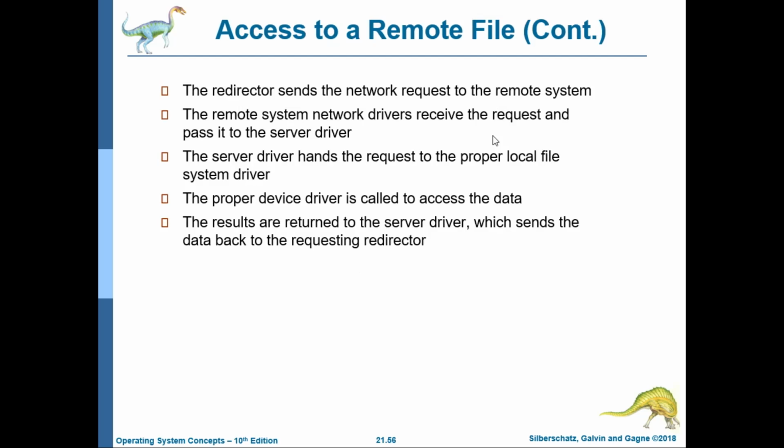So the redirector sends the network request to the remote system, and then the remote system network drivers receive the request and pass it to the server driver. And then the server driver hands the request to the proper local file system driver. And then the proper device driver is called to access the data. And then the results are returned to the server driver, which sends the data back to the requesting redirector. Then it will be returned to where the request happened.